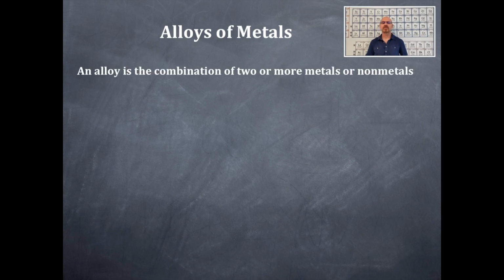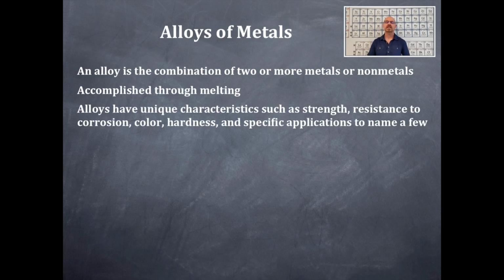So, alloys of metals. An alloy is a combination of two or more metals or non-metals. Okay? It's accomplished through melting. And alloys have unique characteristics such as strength, huge strength, maybe weak strength as the case may be, resistance to corrosion, color potentially, hardness, and specific applications. Those are just a few of the unique characteristics of alloys. So we spend a lot of time making alloys.